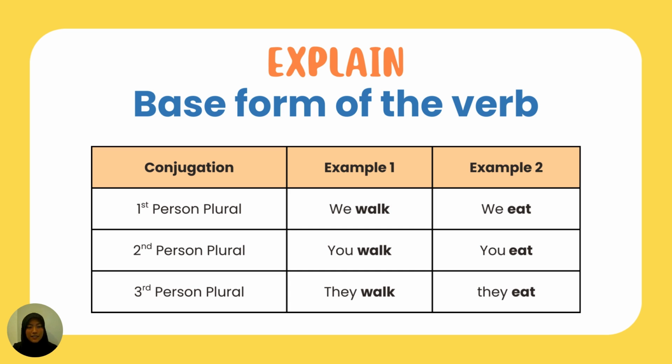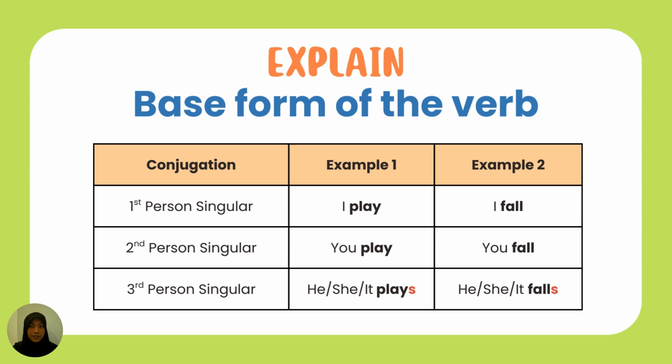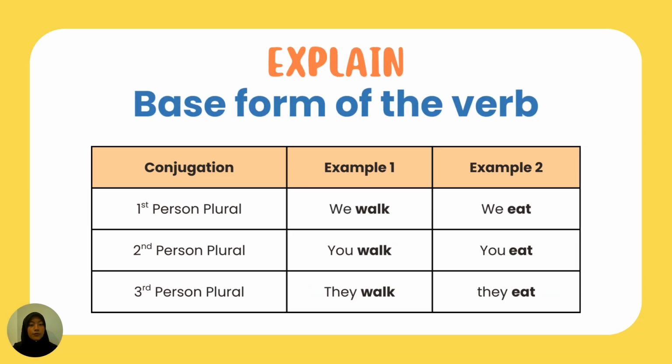Next, the explanation for plural. Just now we went through singular. Now we're going to carry forward to plural. So what is plural? Plural is more than one. It could be two, three, and more. For first person plural, we walk, we eat. Second person, you walk, you eat.